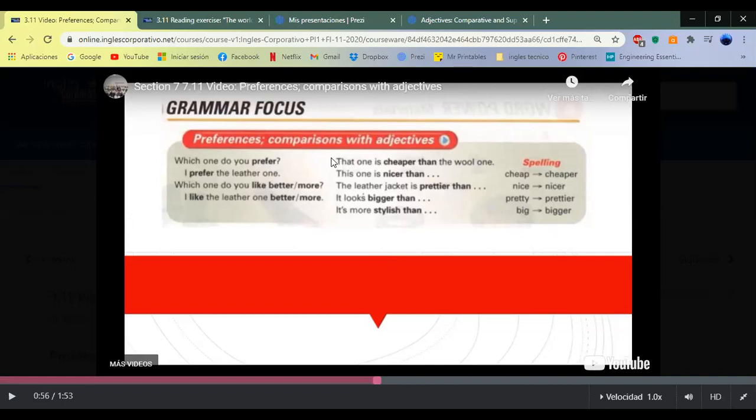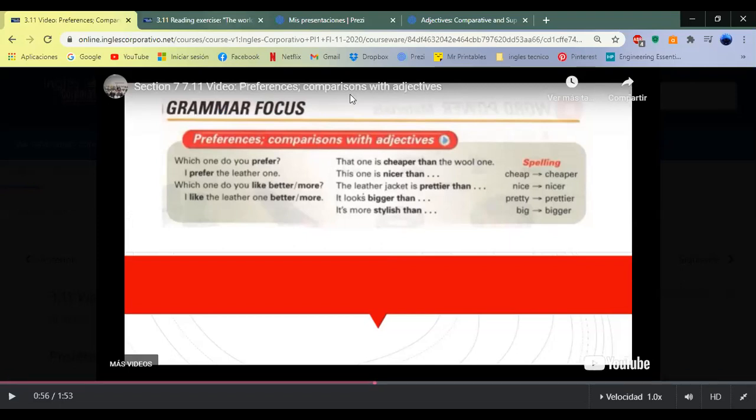Which one do you prefer? I prefer the leather one. Which one do you like better, or which one do you like more? I like the leather one better, or I like the leather one more. Okay, thank you. Daphne, can you choose another person, please?